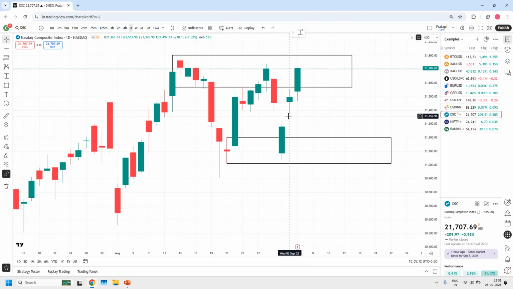You would have got a very good trade opportunity here. This is a short opportunity, and here it is a long opportunity. And both resulted in profits. So that means our demand and supply zones are working perfectly even in the indices. This is the international indices, NASDAQ, the US market indices.